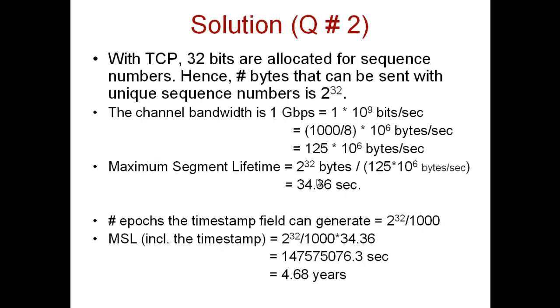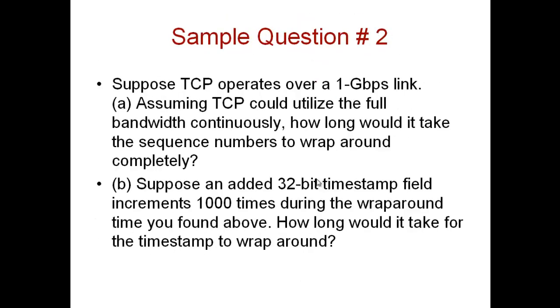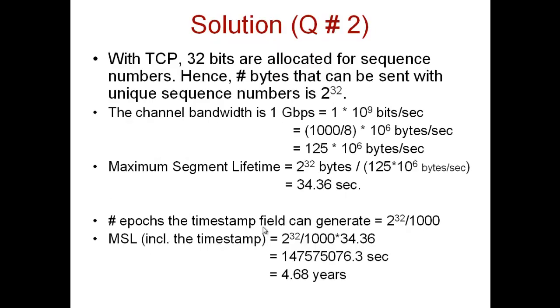The timestamp again is 32 bits, right? Because of the timestamp wraparound, that's the maximum segment lifetime now, because then you will have the same timestamp and the same kind of 32-bit byte number. So that's a wraparound, right? So let's do this. The timestamp increments 1000 times within 34.36 seconds, right?